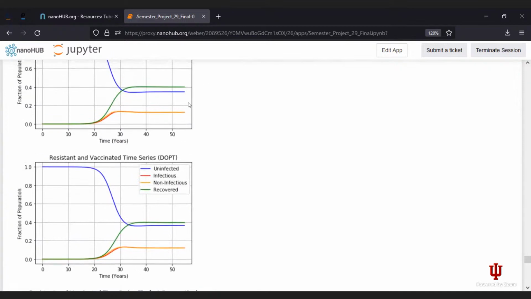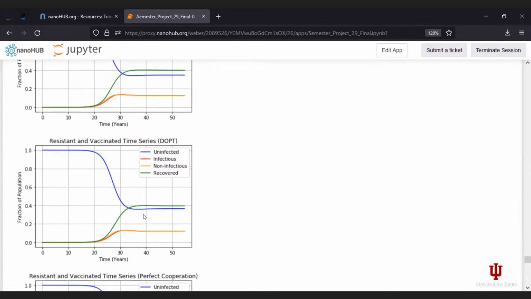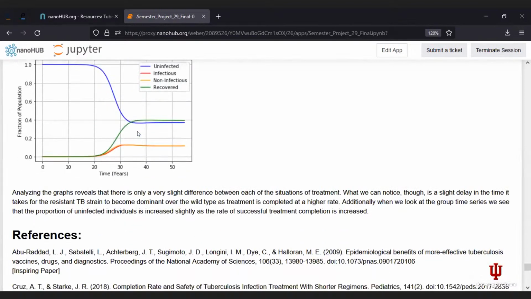Again, it might be better to have side-by-side, maybe not, or at least some explanation, because you have to squint to see that self-administered is just slightly worse than people taking the antibiotics under a healthcare professional. Then finally, if it's perfect, then you just have it ever so slightly better again.